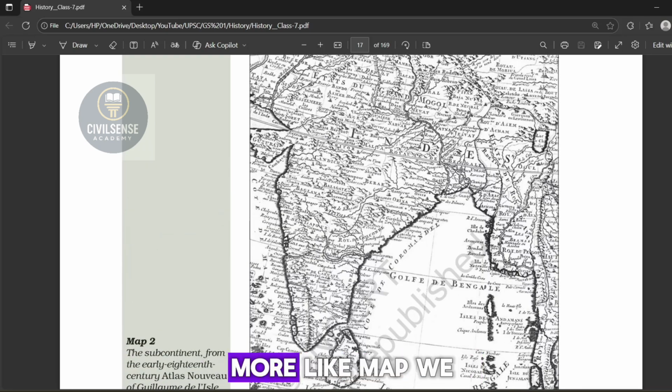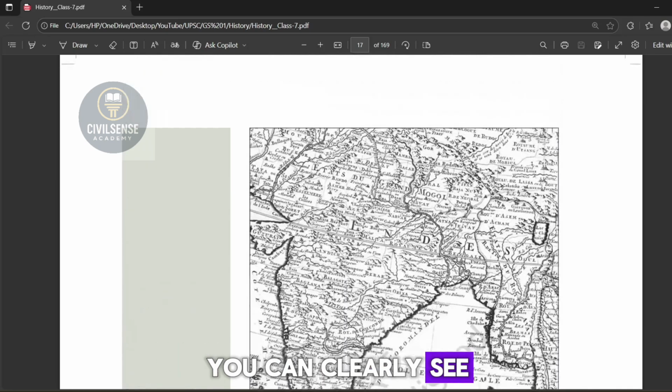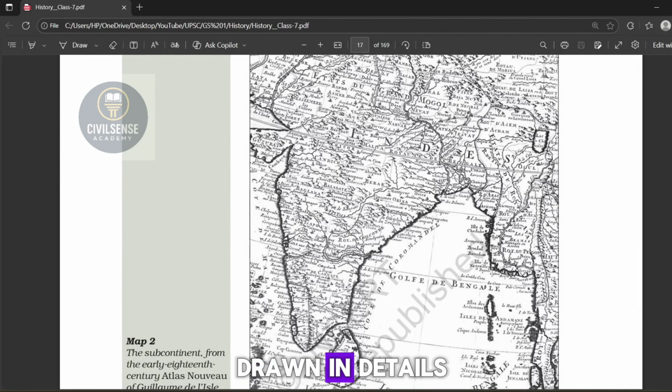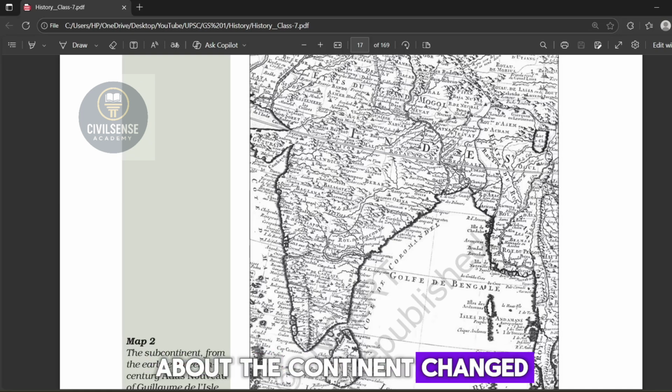This one looks much more like the map we use today. You can clearly see the shape of India. The coastal areas are drawn in detail and it feels familiar to our modern eyes. So what does this tell us? It shows that information about the subcontinent changed a lot over time.